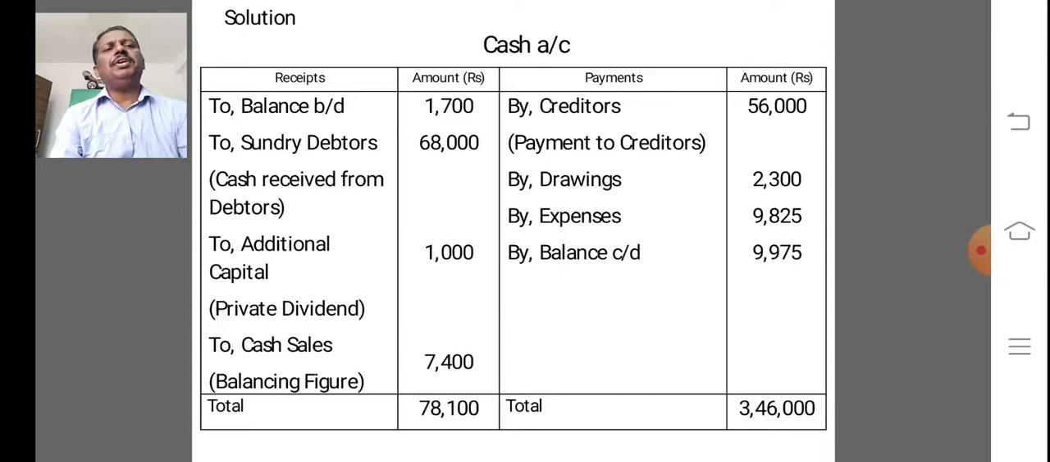Sorry, 78,100. By mistake, on the credit side I am entering 3,46,000, 76, 78,100. The difference is cash sales, the balancing figure, 7,400.